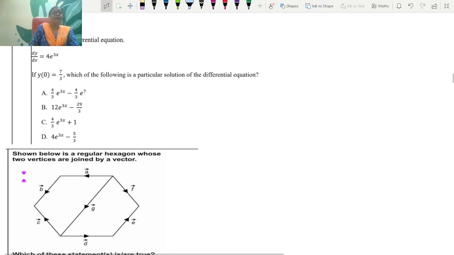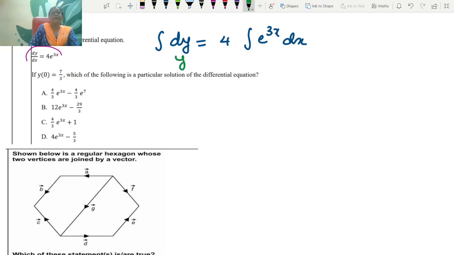ठीक है, आपको कुछ करना नहीं, आपको सिर्फ इंटीग्रेट करना है, that is solve this differential equation. How do we solve this differential equation? ये है वेरिएबल सेपरेबल फॉर्म, you can separate the variables, dy is separated and you can take 4 times integration of e to the index 3x multiplied by dx. Now what is integration of dy? It is y. It is 4 times e to the index 3x upon 3 plus c.